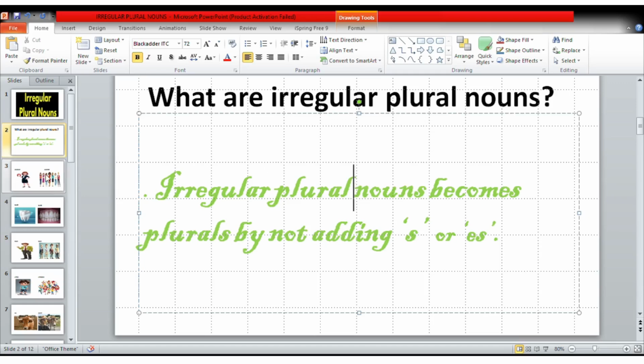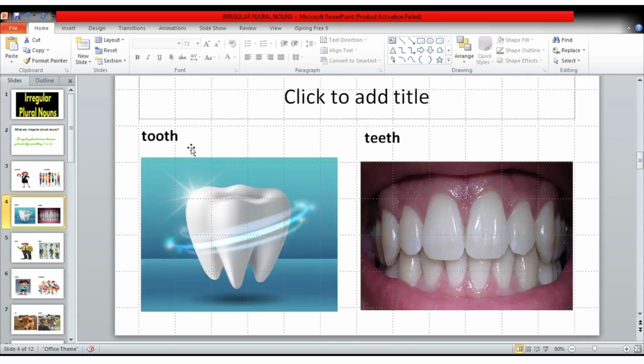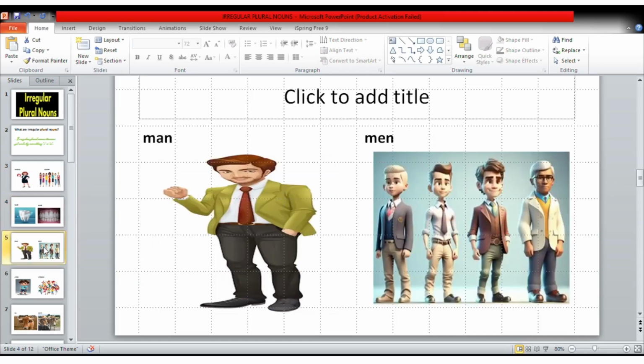We have our first example here, the word woman. When you're making the plural of the word woman, it becomes women. So woman, women. Okay, we have our next example, tooth. When it's one is tooth, when they are many, they are teeth. Okay, our next example, man. When he is one, he's a man. When they are many, they are men.